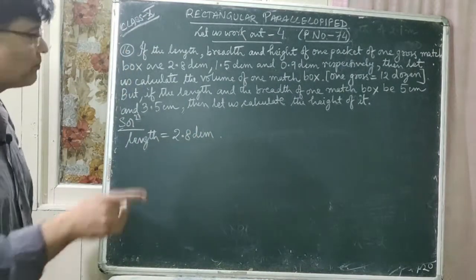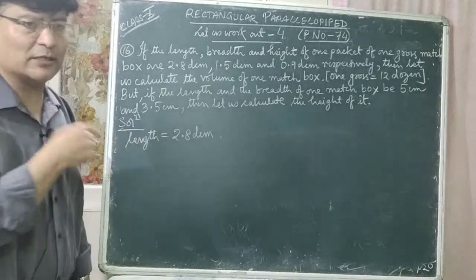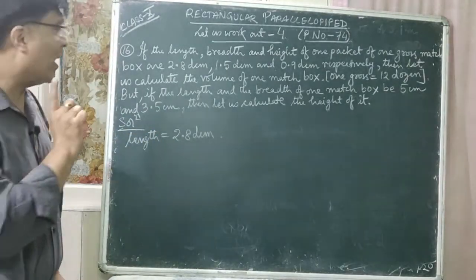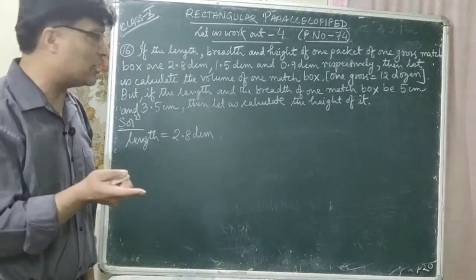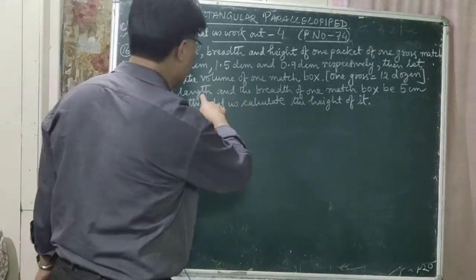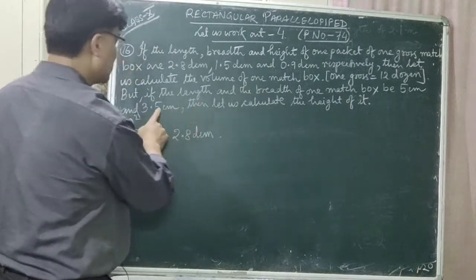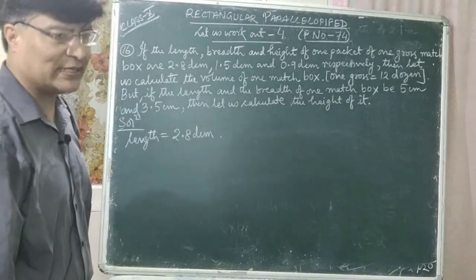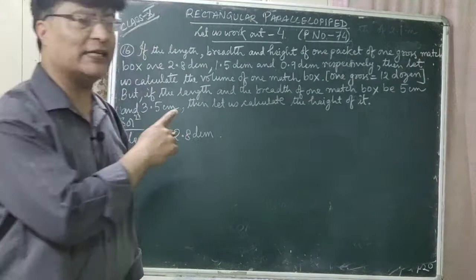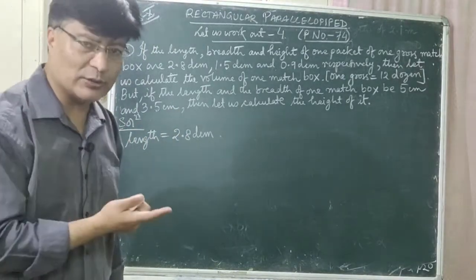Okay. Now let us convert this decimeter into centimeter. Why are we converting decimeter into centimeter? Because in the second part, length of the match box is given as 5 centimeter and the breadth of the match box is given as 3.5 centimeter. So let us convert this decimeter into centimeter.